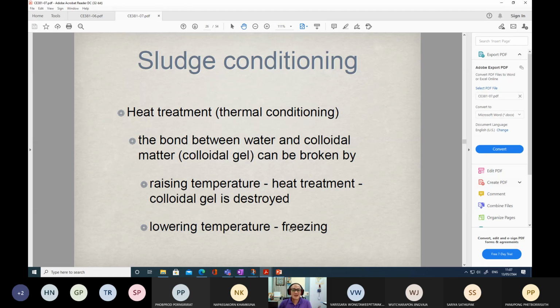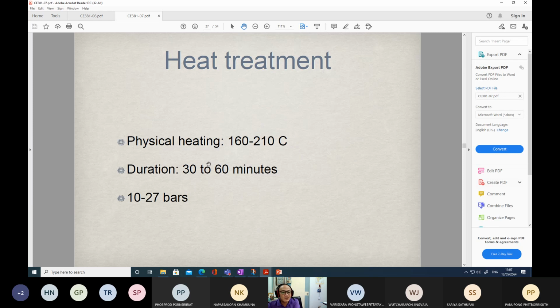Okay, so another method for sludge conditioning is heat treatment. With heat treatment, we apply heat so that we can break the bonds between water and colloidal matter. For heat treatment, the temperature supplied is about 160 to 210 degrees Celsius.